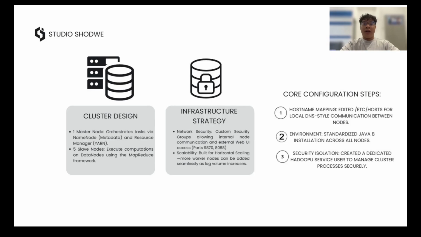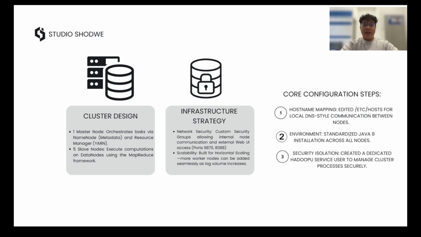We deployed the architecture on AWS EC2 using a total of 6 instances: 1 master node and 5 slave nodes. The master node acts as the cluster brain, running the NameNode for metadata and the YARN ResourceManager for job scheduling. Before any configuration began, we established a strict security group policy. We enabled TCP ports 9870 and 8088 to allow us to monitor the HDFS and YARN web interfaces, ensuring we have full visibility into the cluster health from our browser.